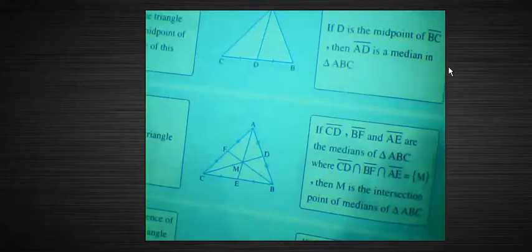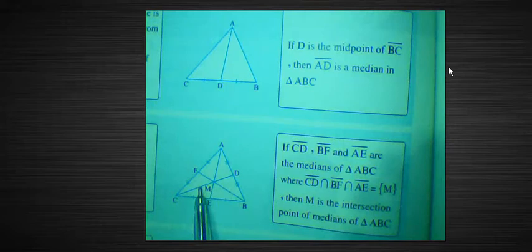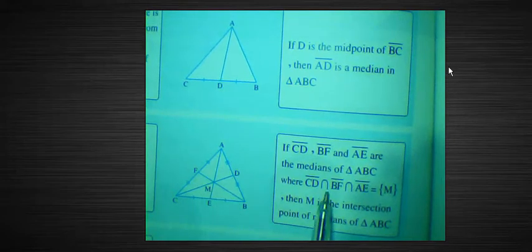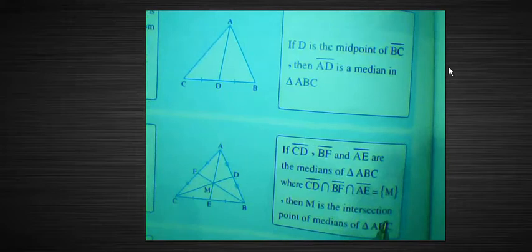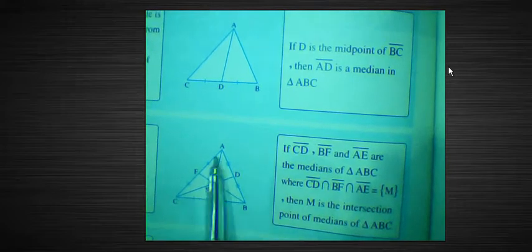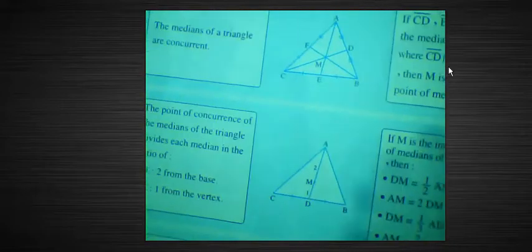طيب نشوف مع بعض. If CD and BF and AE، عندنا 3 medians اللي عندي، the medians of triangle ABC where CD intersection BF intersection AE equal M, then M is intersecting point of medians of ABC. يبقى أنا لو عندي triangle وعندي 3 medians intersection at one point، this point بنسميها the intersection point of medians. طيب تعالوا نشوف برضو، نكمل مع بعض يا ولاد الريفيجن.